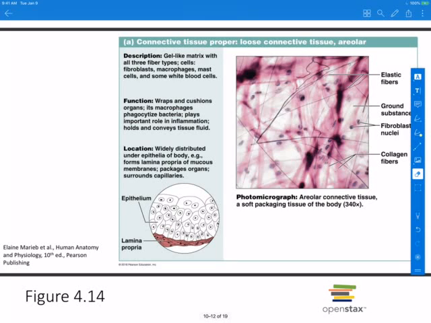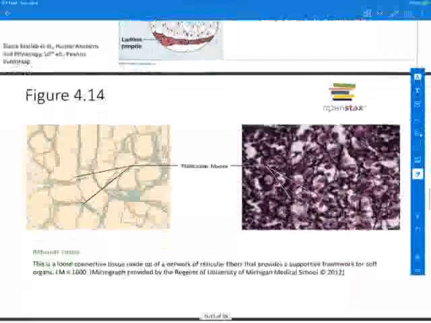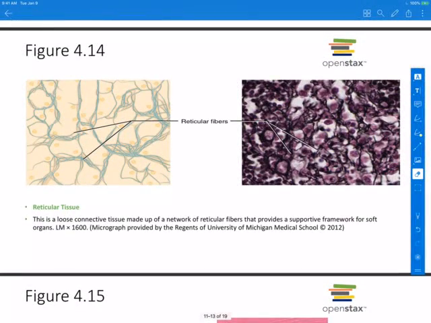It contains tissue fluid or interstitial fluid, the fluid between the cells. You can find this surrounding the capillaries, since capillaries are made up of or contain an endothelium within them. And you can find it packaging organs. Okay, let's look at another type of loose connective tissue, reticular tissue. Reticular means little net.